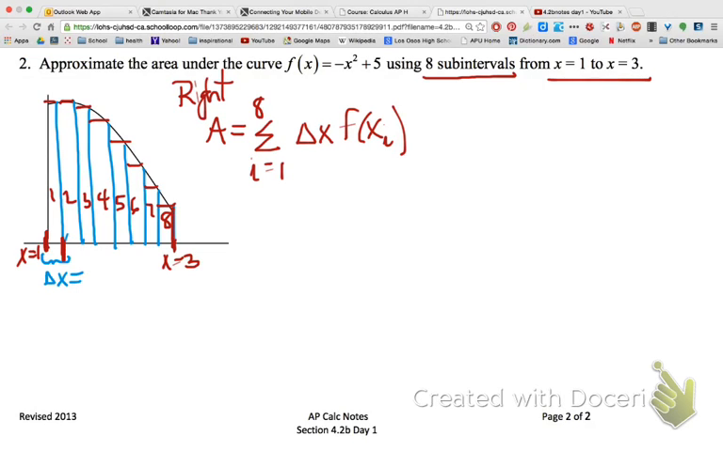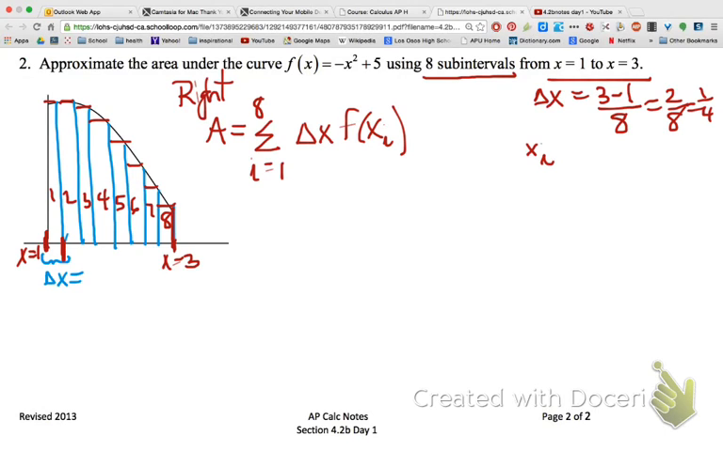So now, if I want to find how wide each rectangle is, remember there's 8 of them, and I went between 1 and 3. So I would want to subtract so I can figure out the whole distance between them, and then divide that whole distance by 8. So delta x is a fourth.